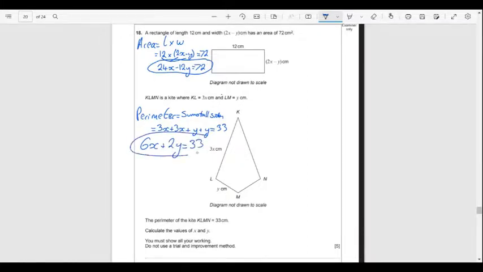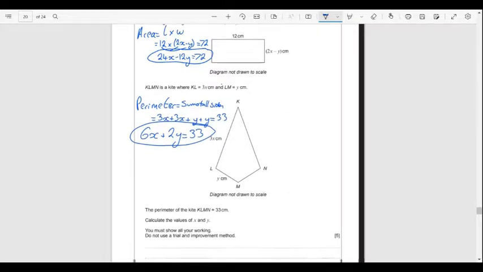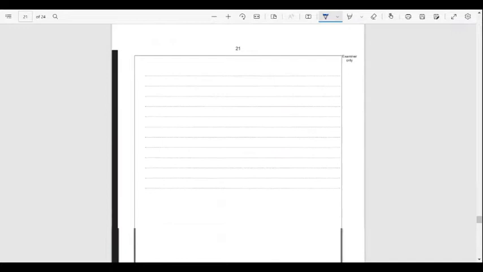Okay. So remember this equation. So these two equations we need to put side by side to solve as a simultaneous equation. So let's give myself a bit more space actually. So let's go to the next page.